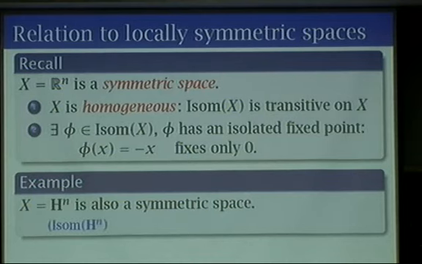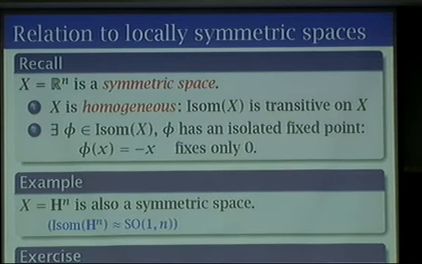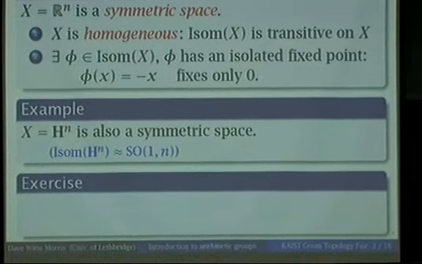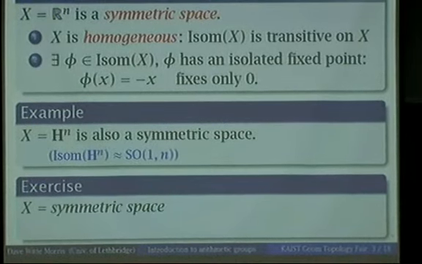It's certainly the isometry group. Well, it's SO(1,n) that acts transitively on hyperbolic space. And then the other thing is that, again, in the right coordinates, phi of x equals minus x will be an isometry, and that only fixes the point 0. So I'm not going to dwell on this. I'll just leave it as an exercise. But that's another interesting example of a symmetric space. There's lots more examples, but they all look pretty much the same to a group theorist.